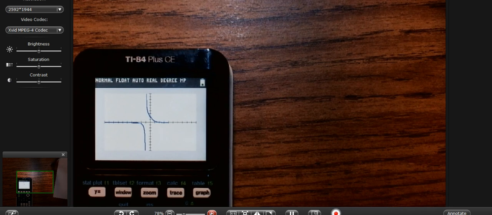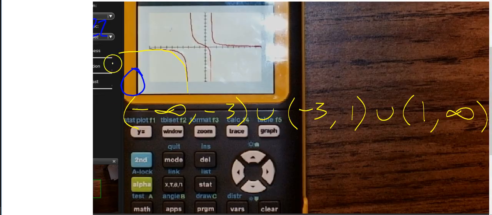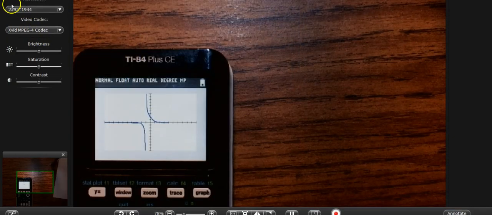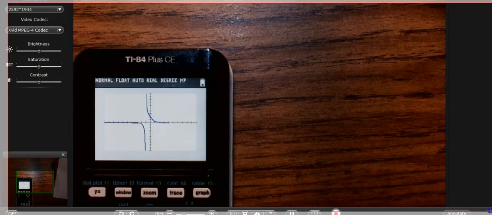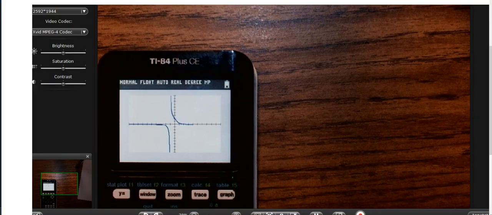Do you guys see the vertical asymptote? At x equals what? -1, right? Here, let's snip this and take a look at that picture. So, yeah, we got that x equals -1 right there.